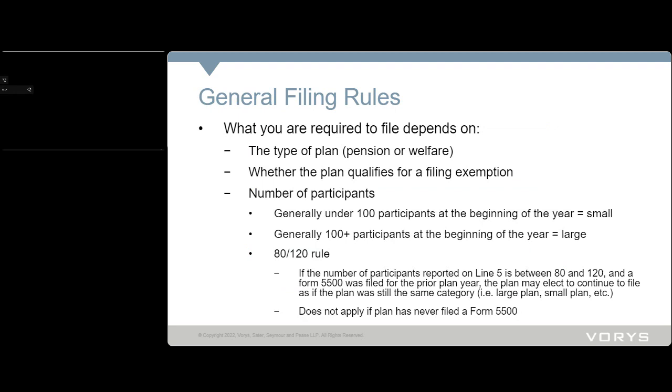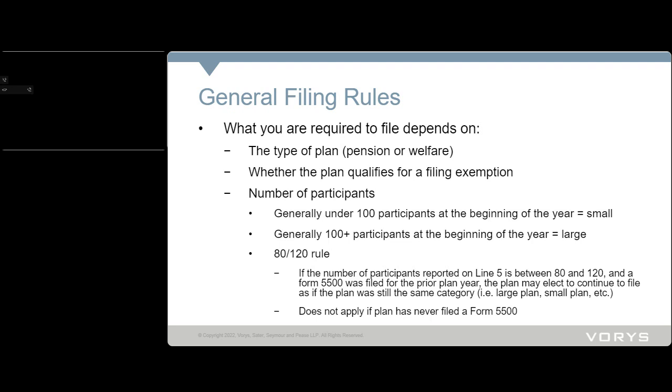There are also different filing requirements for different types and sizes of plans, and some plans might even qualify for a filing exemption. In general, if the plan has fewer than 100 participants at the beginning, this is important, beginning of the plan year, then it's a small plan and sponsors must follow the requirements that apply to small plans. On the other hand, if the plan has 100 or more participants at the beginning of the plan year, then the large plan rules will follow, and you have to follow those filing requirements for a large plan.